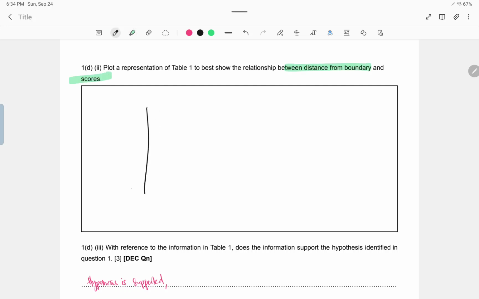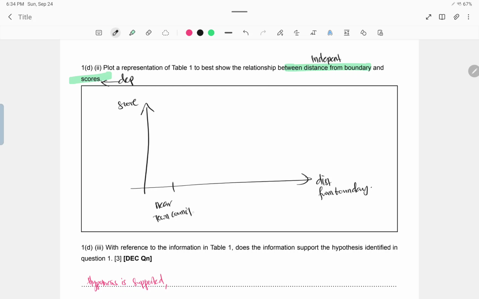So, expecting to see, in this case, between the two of them, right? This is the independent variable. This is the dependent variable. Why? Because the score is dependent on how far they are from the boundary. Okay, so this is distance from boundary, and the y-axis should be the score. Okay, meaning if this is the distance from the boundary, this one should be what? Near town council, or you can say within 50 meters.